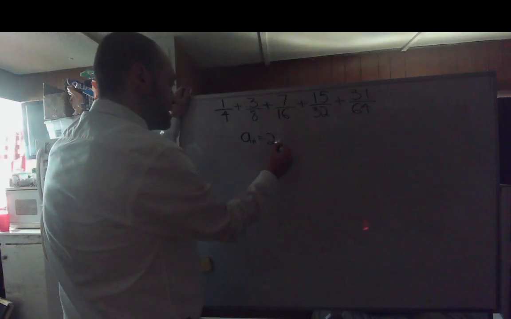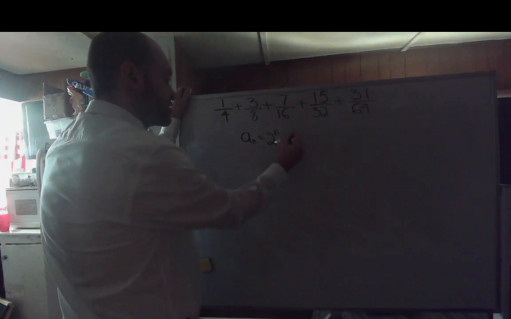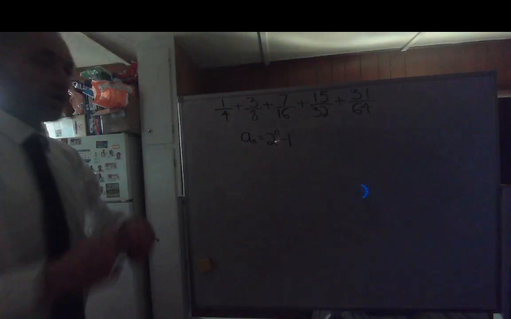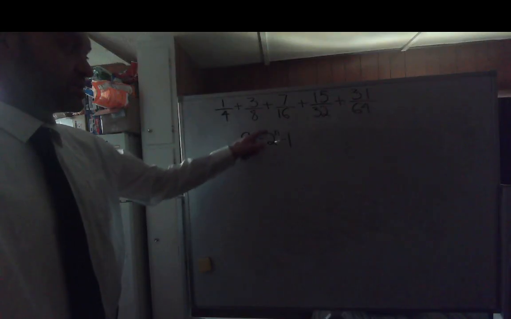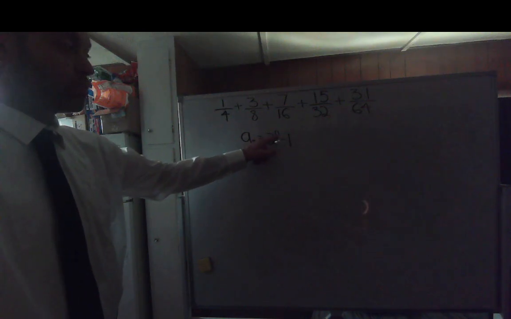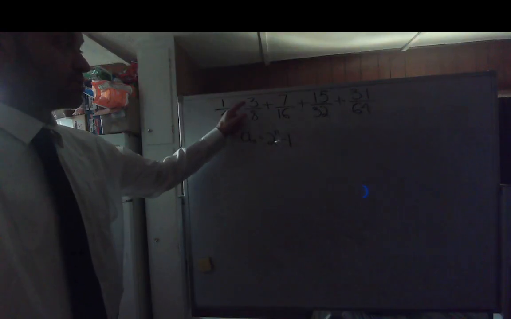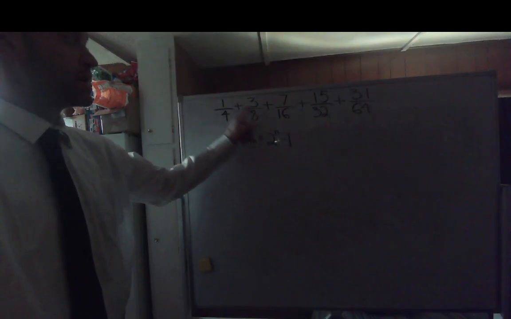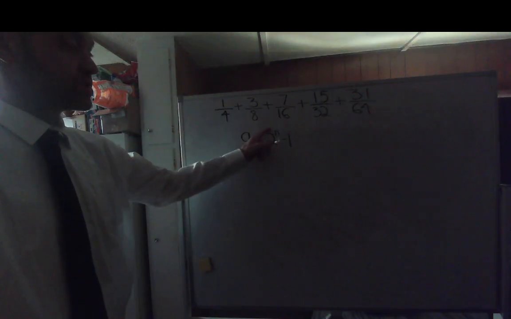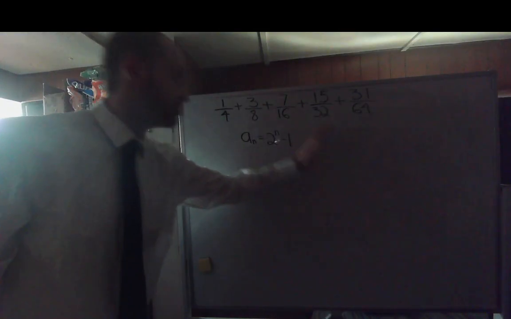So in the numerator you're going to have 2 to the n power but minus 1. Alright, so let me explain here. If I took my n to be 1, 2 to the 1 is 2, minus 1 is 1. For my second term, 2 to the second is 4, minus 1 is 3. For my third term, 2 to the third is 8, minus 1 is 7. And you see how this just keeps building and building.